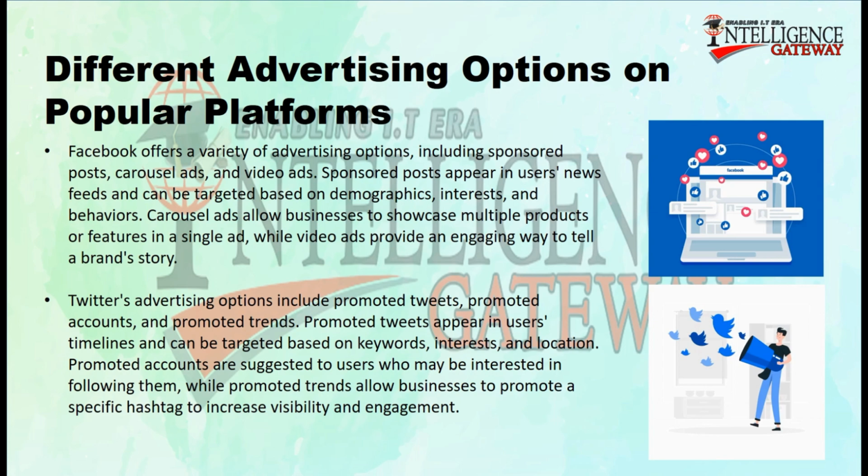Twitter's advertising options include promoted tweets, promoted accounts, and promoted trends. Promoted tweets appear in users' timelines and can be targeted based on keywords, interests, and location. Promoted accounts are suggested to users who may be interested in following them, while promoted trends allow businesses to promote a specific hashtag to increase visibility and engagement.